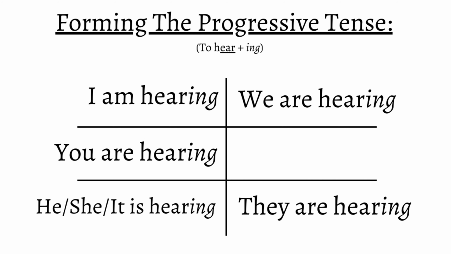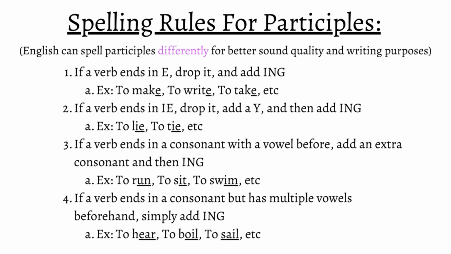We are hearing and they are hearing. These are the special spelling rules in the progressive.